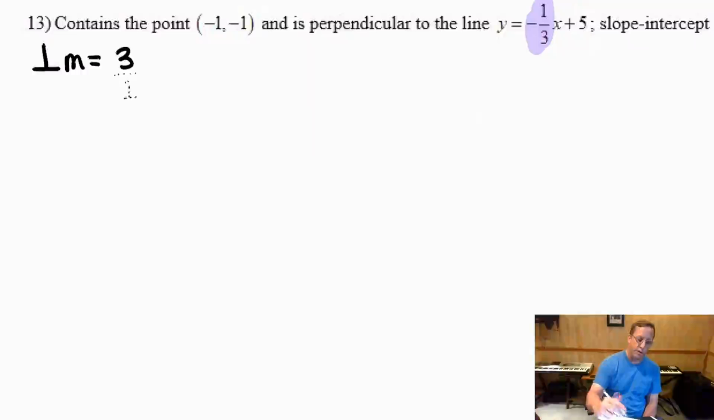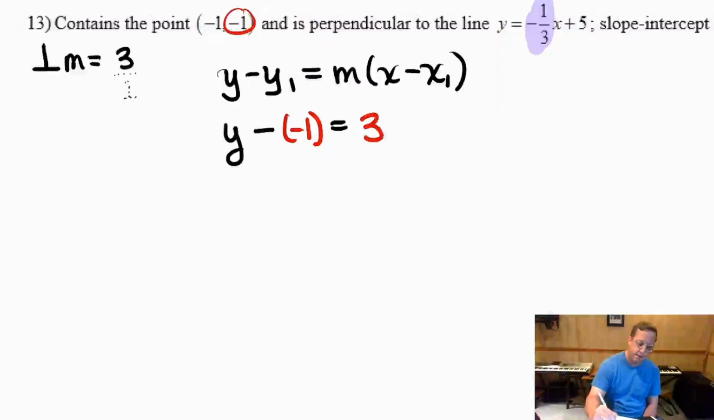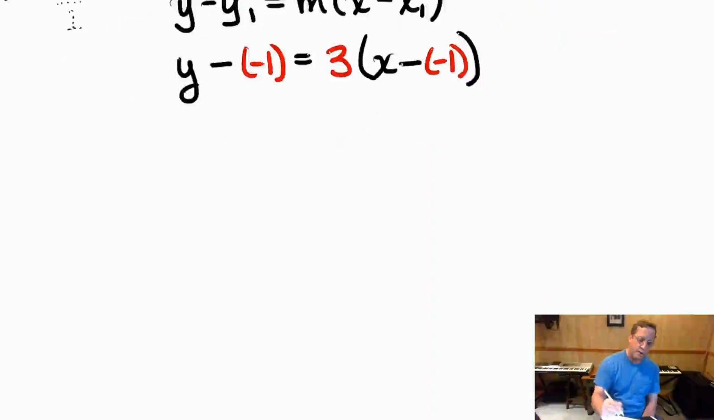All right, so now let's go ahead and start with that good old-fashioned point-slope form. So we've got y minus, and then we're going to do that one, negative 1, equals, and we've determined our slope to be 3. Our perpendicular slope is 3, minus, and then our x sub 1 is negative 1. Now let's clean this up a little bit.